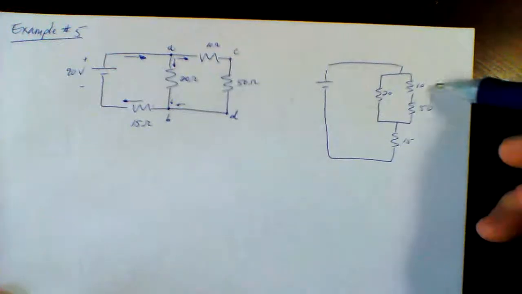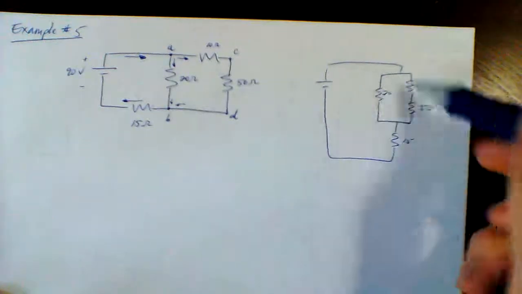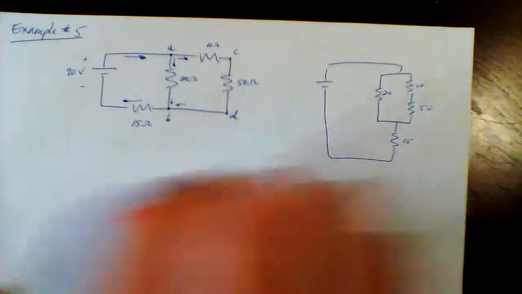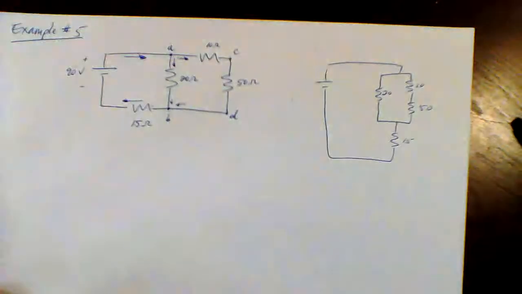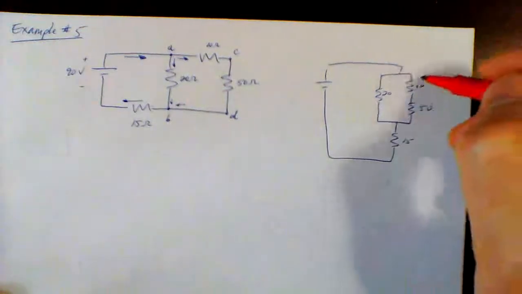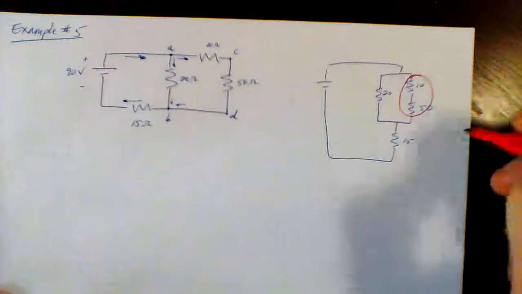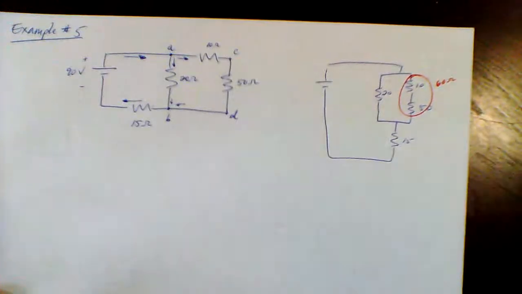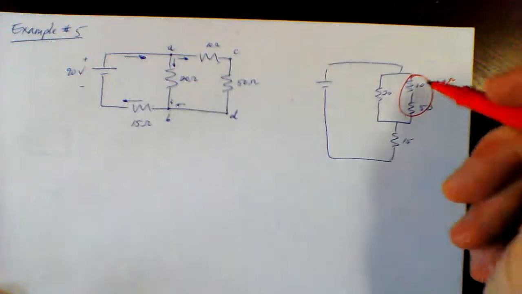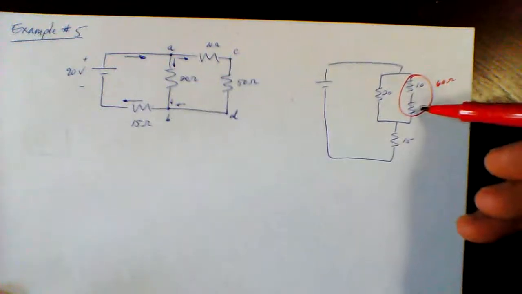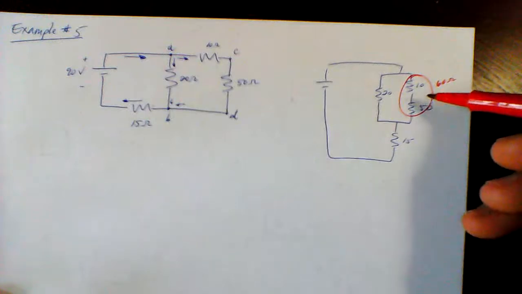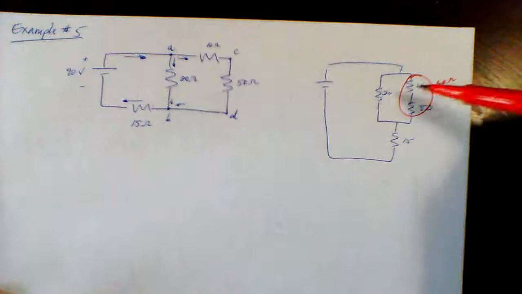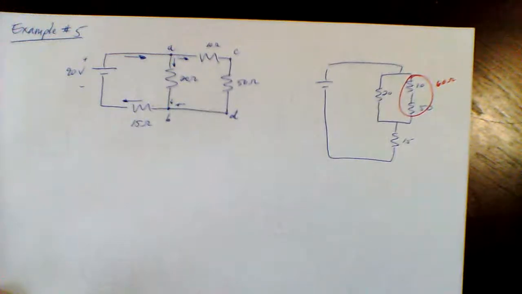All right. My 10 and my 50 ohm resistors in this part are in series with each other. If I get a different color here and circle these, the resistance of this part is going to be 60 ohms. It's 50 ohms and 10 ohms, and we know that for two resistors in series, the total resistance of this part of the circuit is a summation. You add them up, you get 60 ohms.